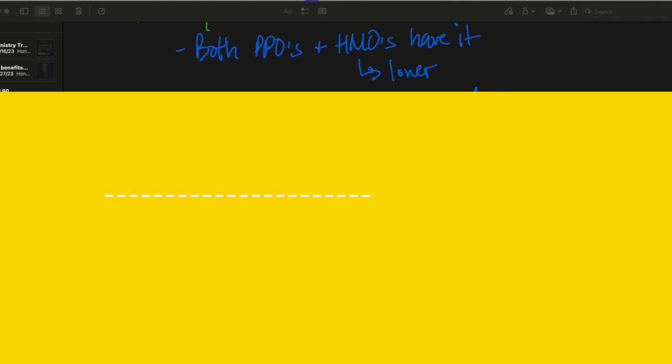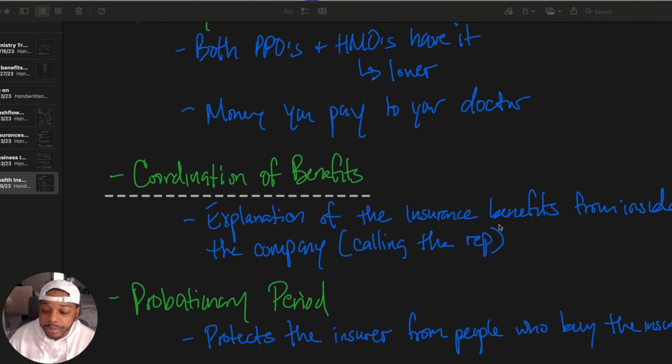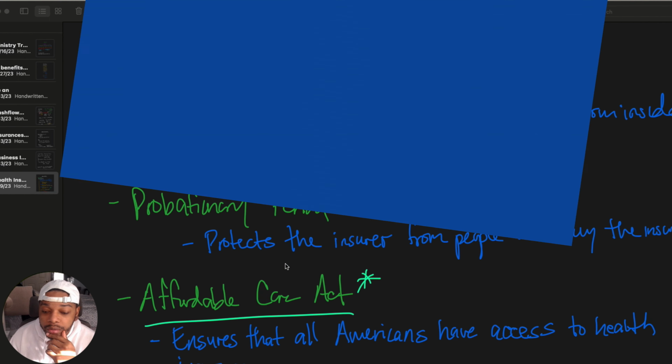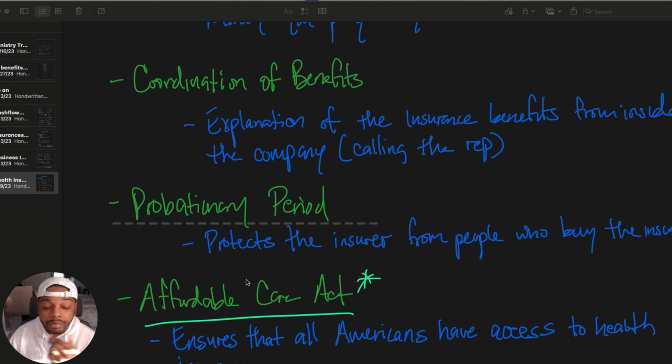Coordination of benefits, right? This is the explanation of the insurance benefits from inside the company, right? This is where you're calling the rep. When you're calling the rep, usually you want to get a coordination of benefits, which is an explanation of what benefits you have in your insurance plan, right? Probationary period. A probationary period pretty much protects the insurer from people who buy the insurance, okay?